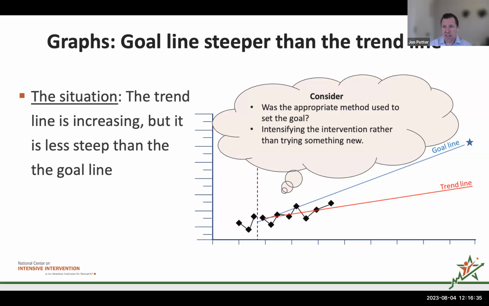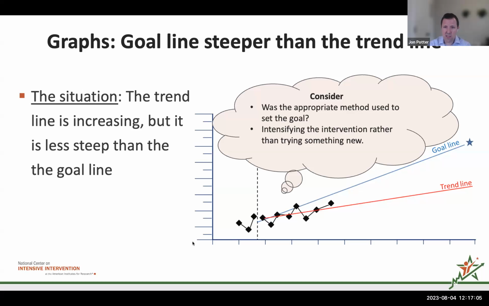So maybe this is a case where the benchmark was too high, and the growth rates indicate that kids aren't typically able to make that type of growth. So if a kid is making ambitious growth, maybe this is ambitious growth from where they're starting, then I would say, maybe we need to set a more appropriate goal. Maybe we need to look at a better goal setting method, set that based on growth rates and not based on a benchmark. But I also look at, maybe we need to intensify the intervention.